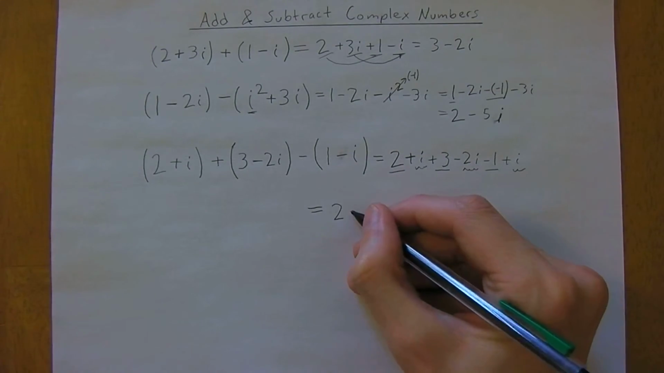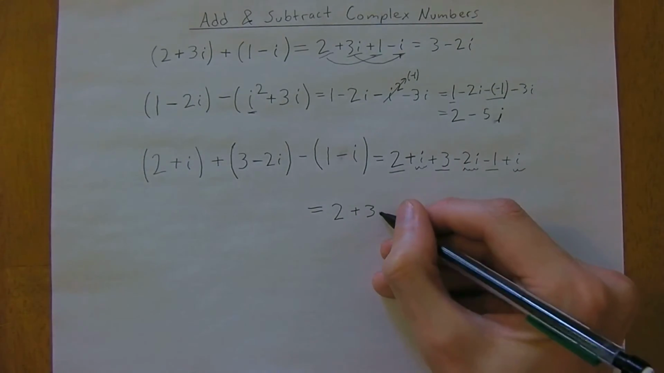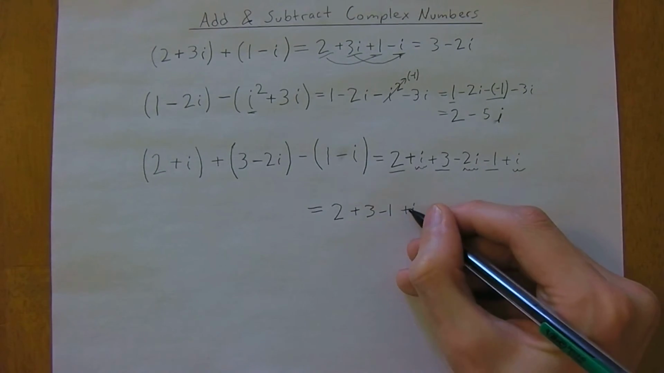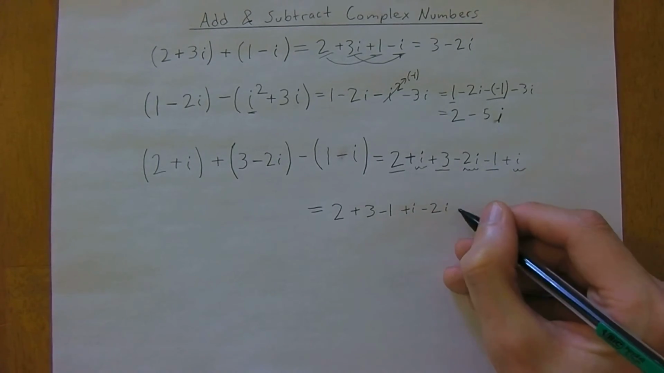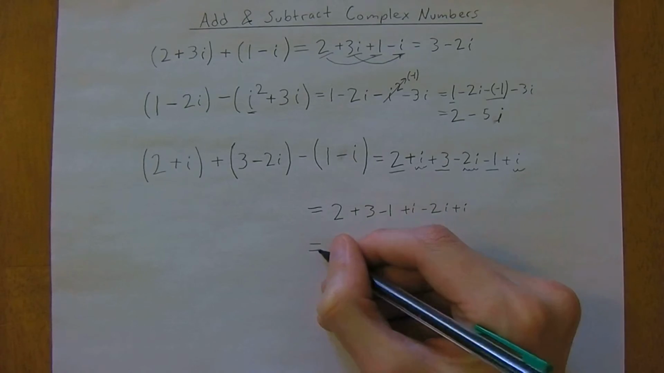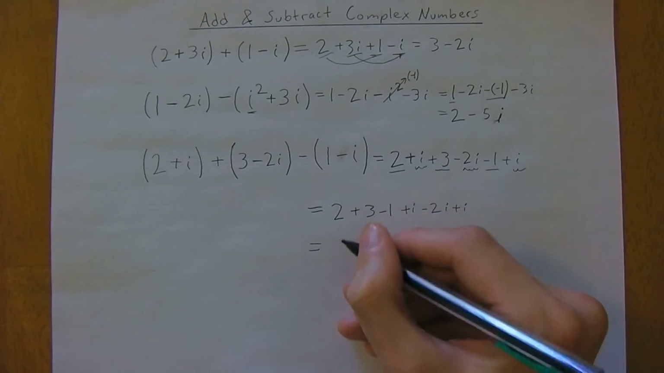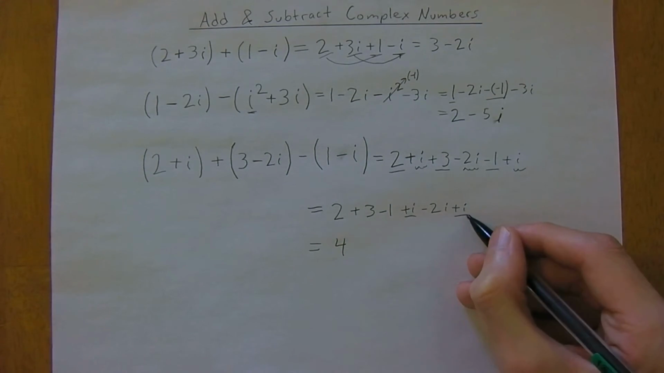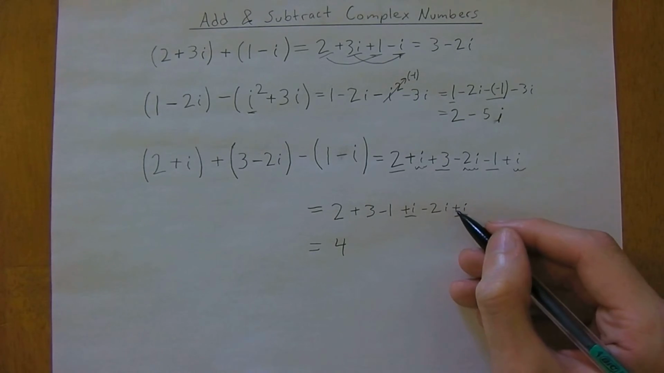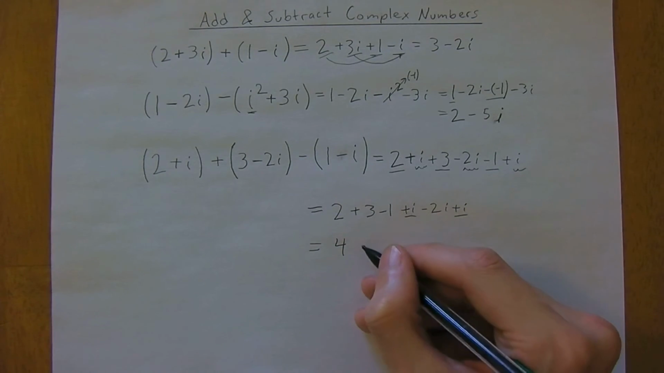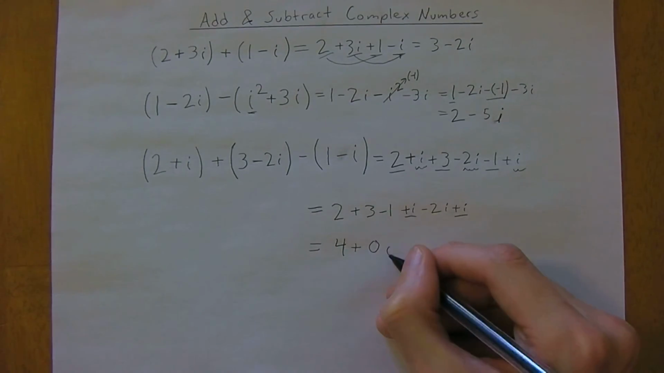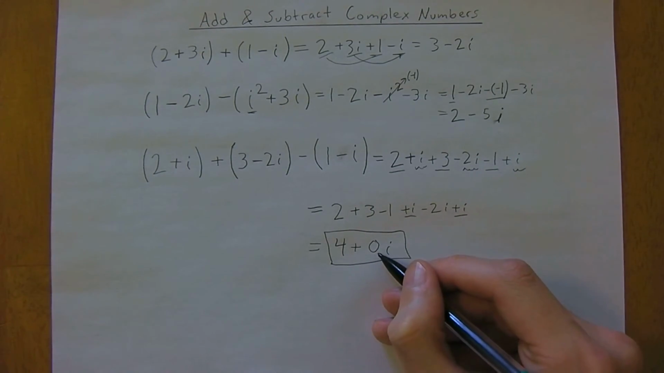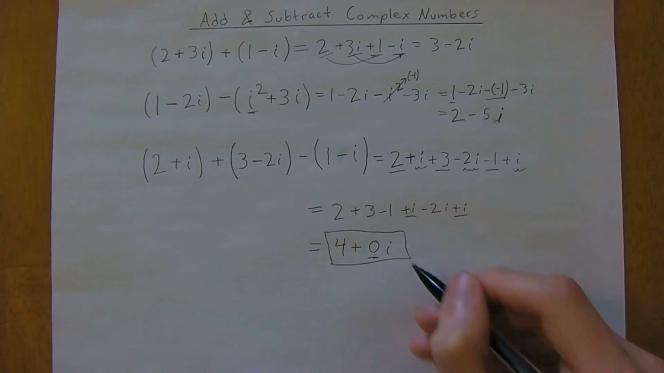So 2 plus 3 minus 1, and then we have plus i minus 2i plus i, and this comes down, so 5 minus 1 is 4, and then we have positive i, so positive 2i, minus 2i, so this is plus 0i. And this is how you would represent the complex number, as the 4 with the 0i still there. And that's pretty much it.